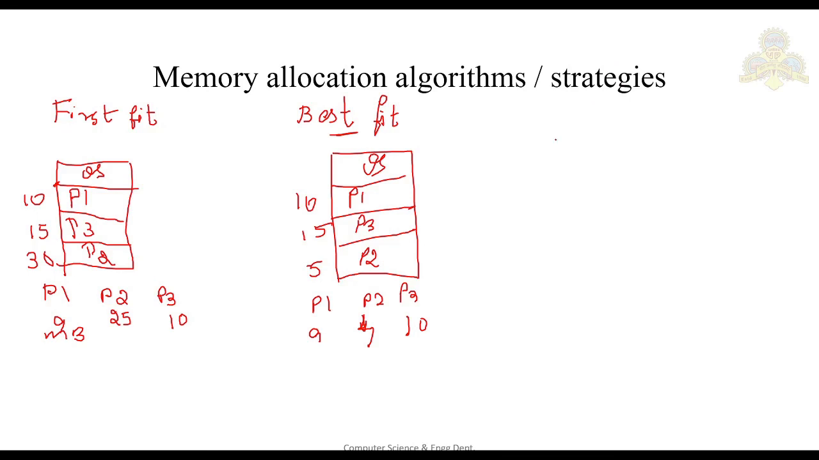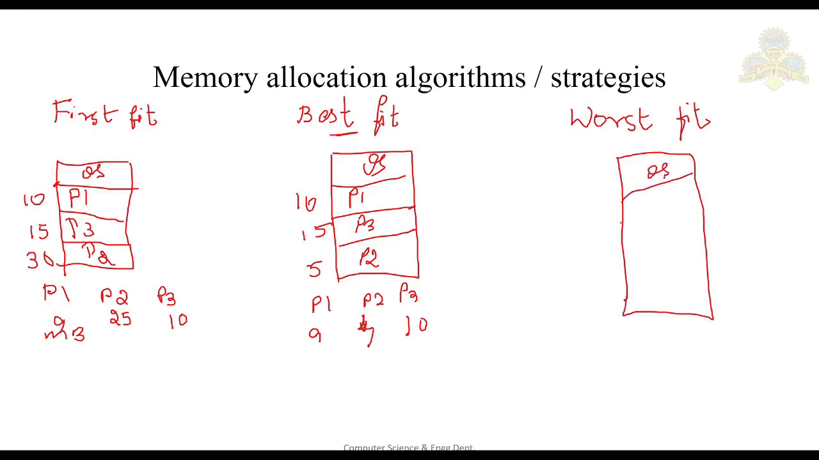Next we'll talk about worst fit. Fine, let me draw the diagram. Again, say this first slot is 1 MB, the second slot is 10 MB, and the third one is 5 MB. Now suppose again I consider three processes P1, P2 and P3. P1 is 9 MB, P2 is 4 MB and P3 is 5 MB.